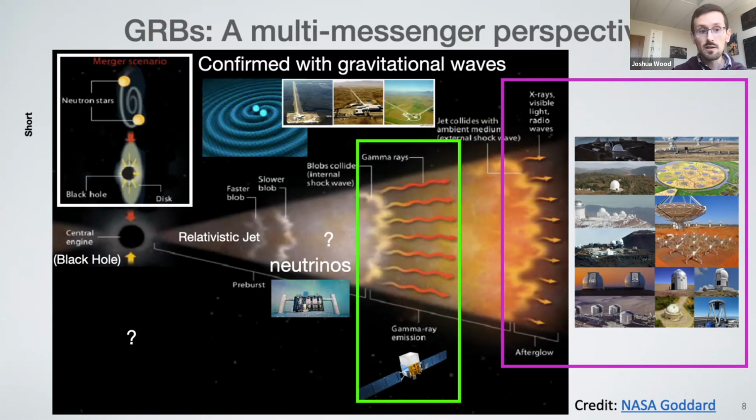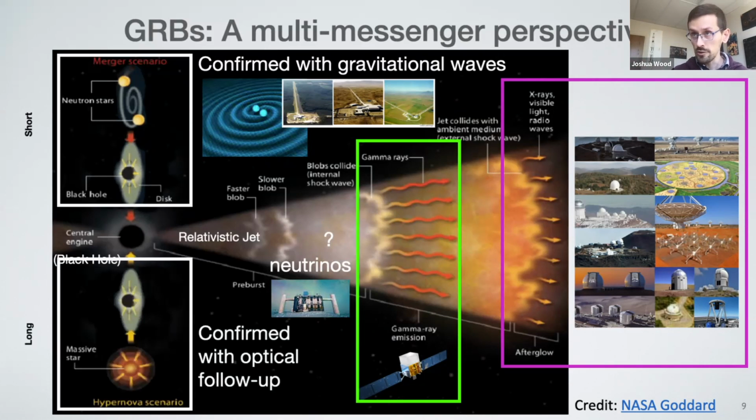The last thing I'll mention here is that there is another progenitor class to these GRBs, in particular the long GRBs come from core collapse supernovae.